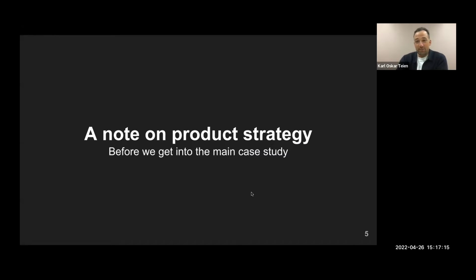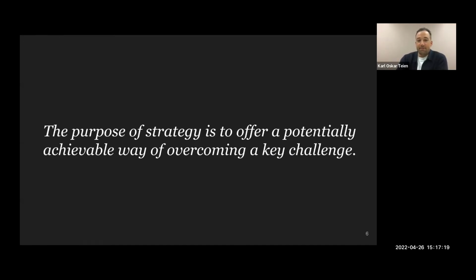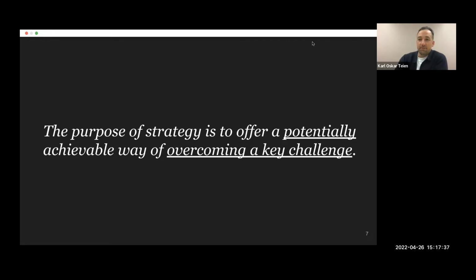Now I'll talk a little bit about product strategy, like I said. This is a key point for me: what is a strategy in its essence? There's a few elements here that I think are important. So here it says the purpose of strategy is to offer a potentially achievable way of overcoming a key challenge.